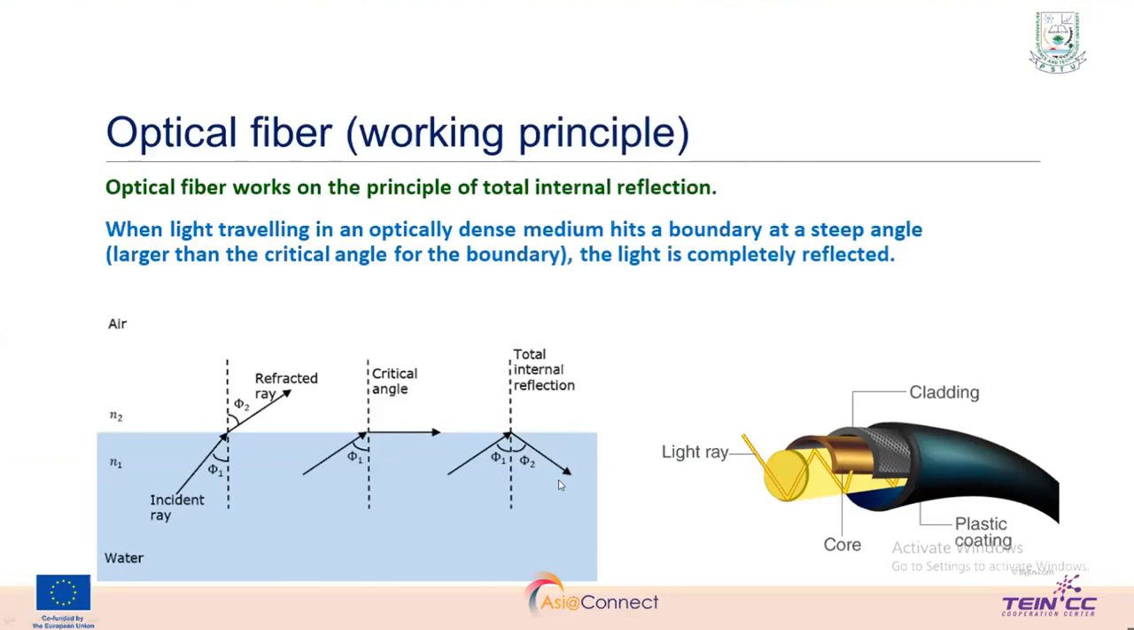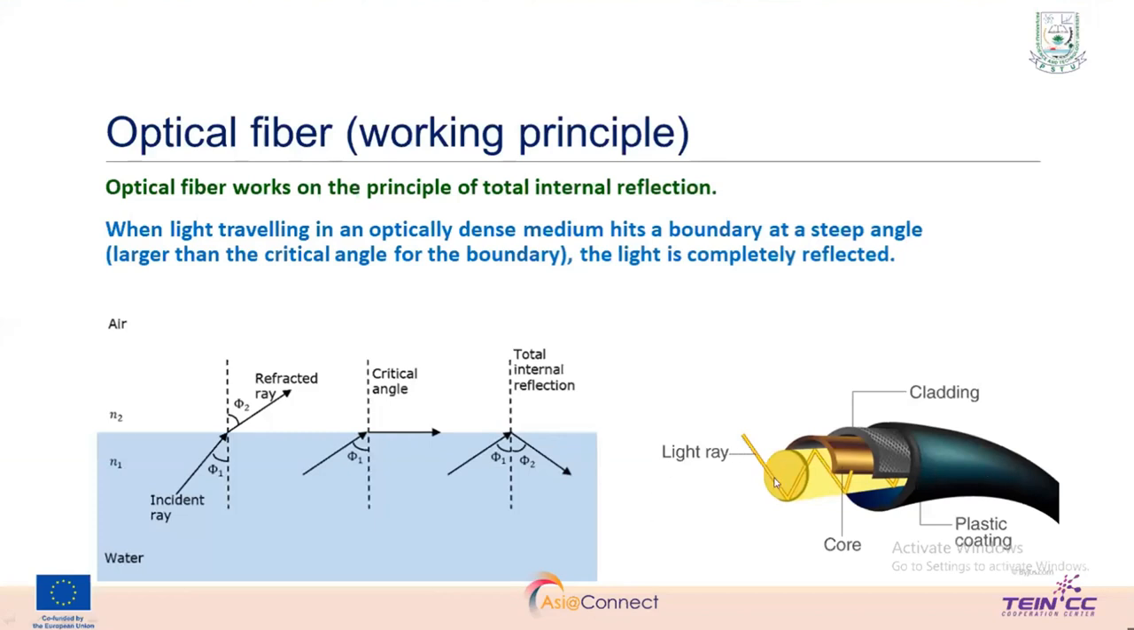As we can see in a desert, there seems to be water, but there is no water. Like this, the optical fiber cable uses total internal reflection as its physical property to travel light from one destination to another distance. So here is an example of optical fiber cables.